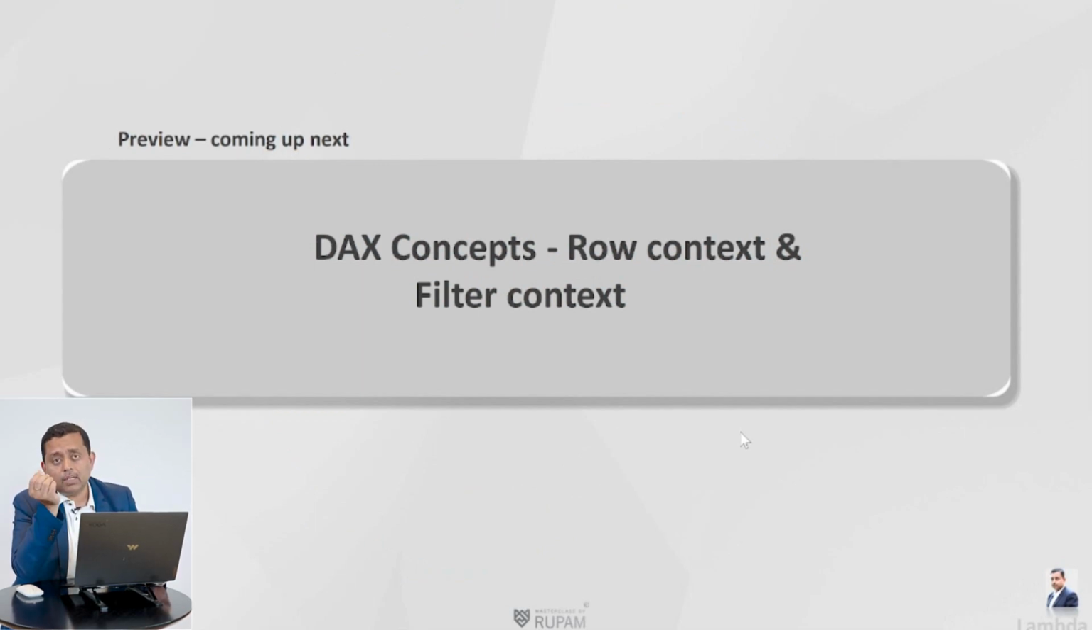Coming up next are the DAX concepts of row context and filter context. This is where we will define our KPIs, our row and our filter. Filter means talking about the aggregation, and row means talking about per-line output. That's what we are going to see in the next module.